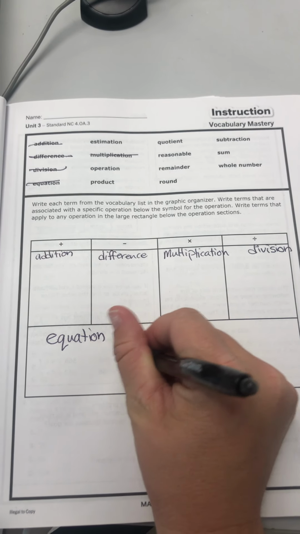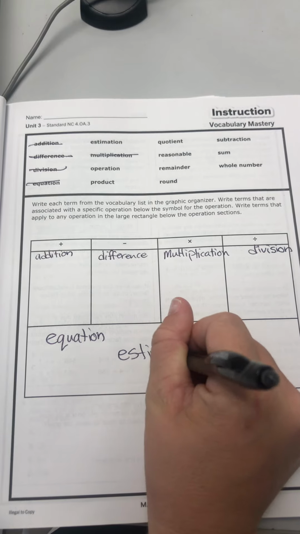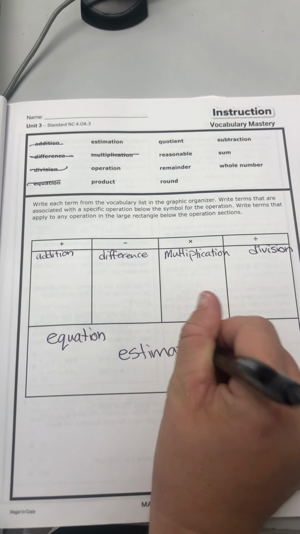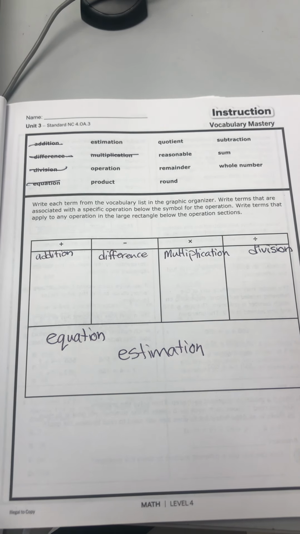Could I put two? Estimation. What, buddy? Did you put two or just one? What do you mean? You mean put two or just one? Oh, just check over it.